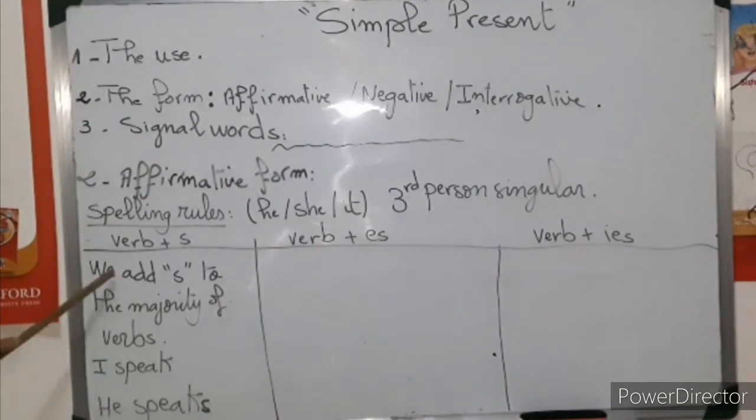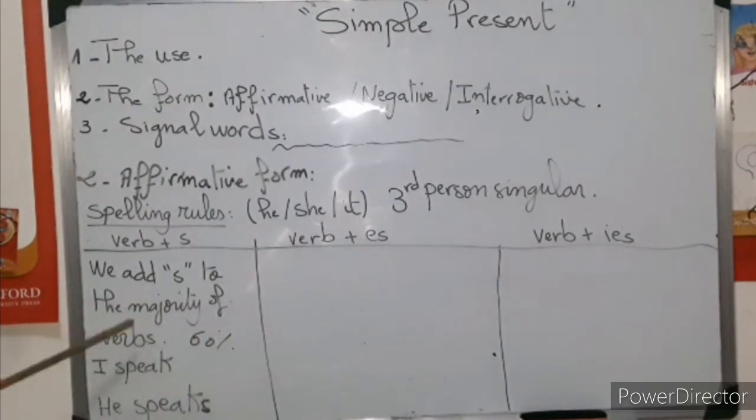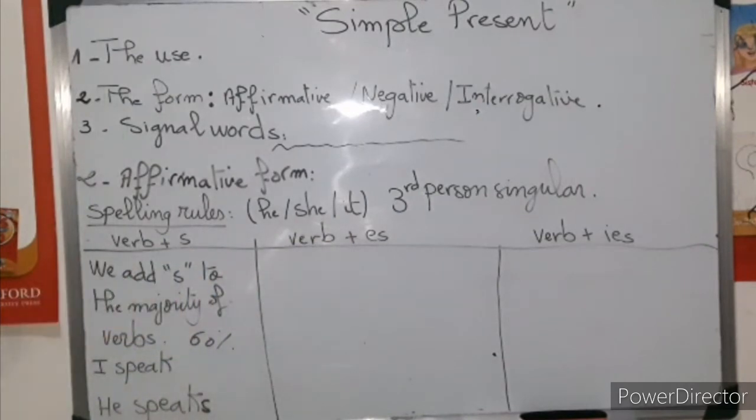So the rule says we add an S to the majority of the verbs. When I say the majority, so for example, let's say 60% or more. Okay? 60% or more of verbs are having an S. When? With the third person singular, he, she, and it. Okay? For example, I speak English, but he speaks English. Okay? He speaks English. Let's give another example. I play football. He plays football.